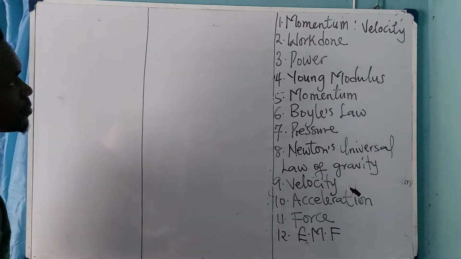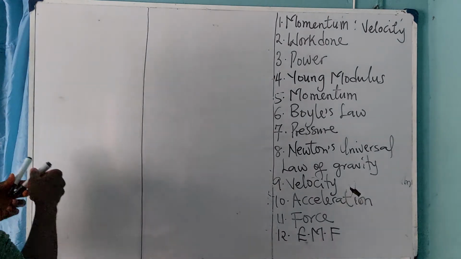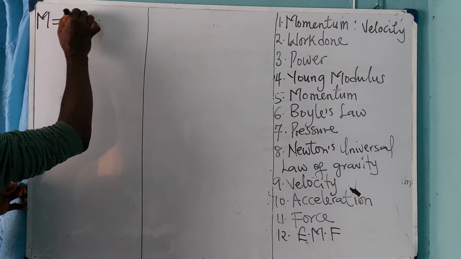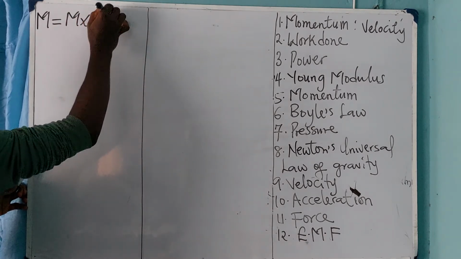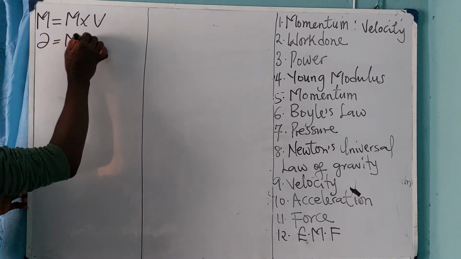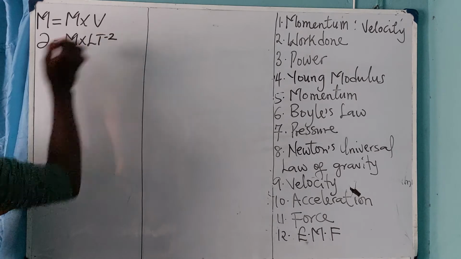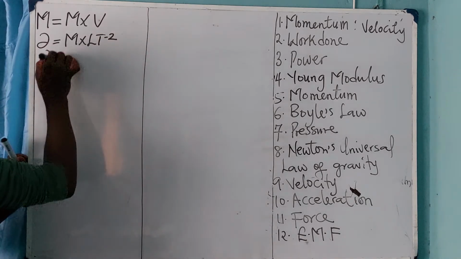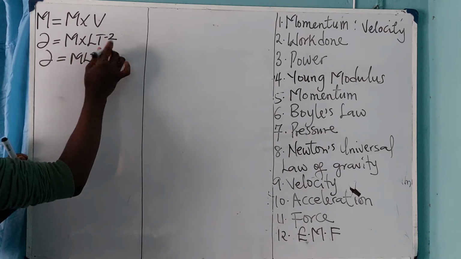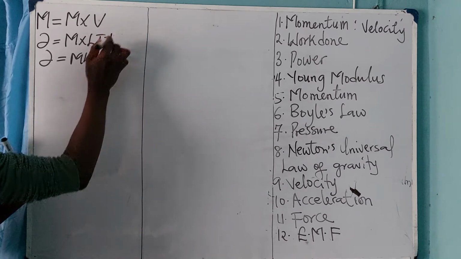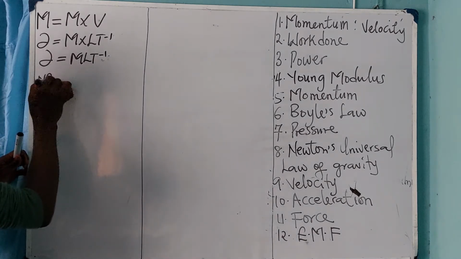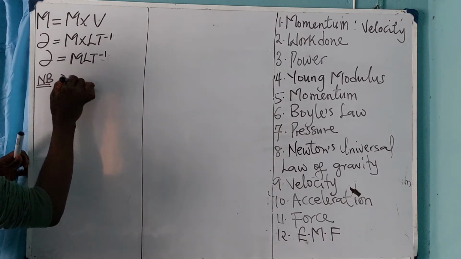So let us start with momentum. Momentum means the product of mass and what? Velocity. Mass times velocity is M, L, T raised to minus 1. So momentum becomes MLT minus 1. Sorry, I thought I was reducing for force. Please, NB, take note of this.